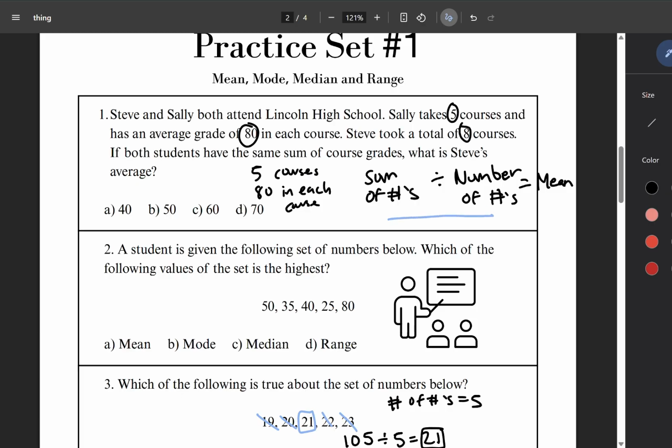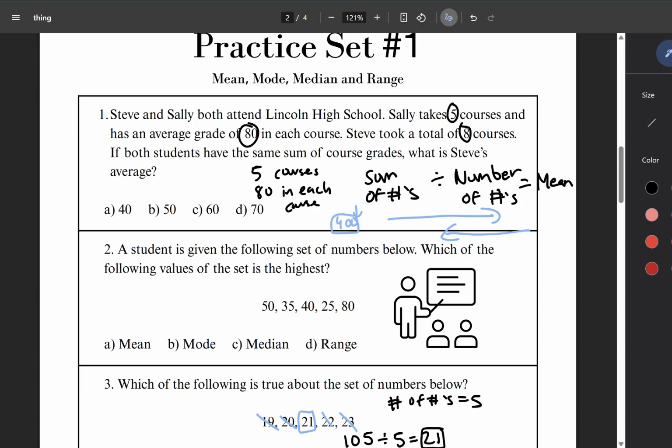Normally we would go this way to find the mean. We would take the sum and divide it by the number of numbers to find the mean. However, we have the mean now. We have the average. And we have the number of numbers, which is the number of courses. So all we have to do is work this way now. We're going to do 80 times 5, which is 400. So the sum of numbers for Sally is 400.